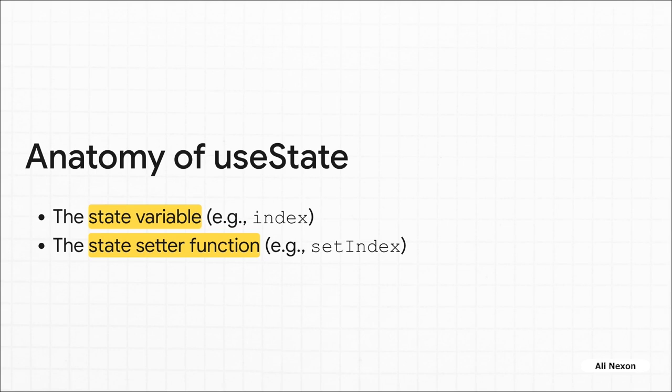It's actually super simple. When you call useState, it gives you back an array with exactly two things in it. The first thing is the actual value of your state, the index in our case. The second thing is a special function, the setIndex function, that you must use to update that value. It's the magic button that tells React to do its thing.